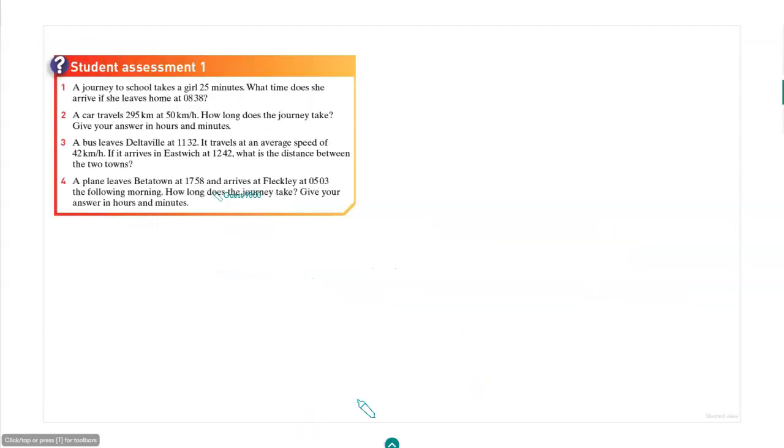Okay, so that is the end of the exercise. You just have student assessment left. A journey to school takes a girl 25 minutes. What time does she arrive if she leaves home at 8:38? So it will be 8:38 plus 25, right? So this is how much? 63, right? 63 means it is 1 hour and 3 minutes. So you have to write it like 0903. Or you should write it like 9:03 a.m.